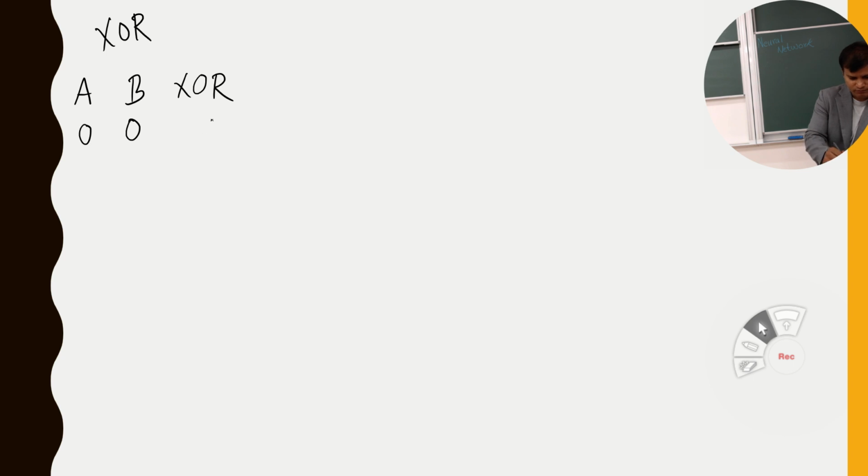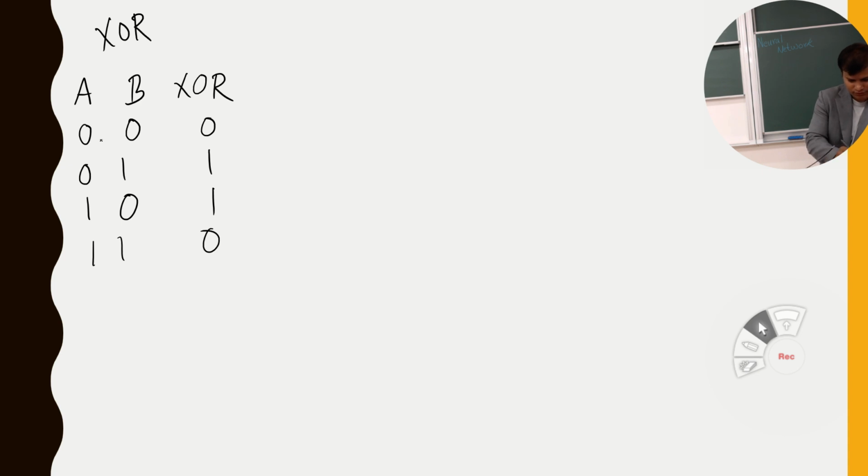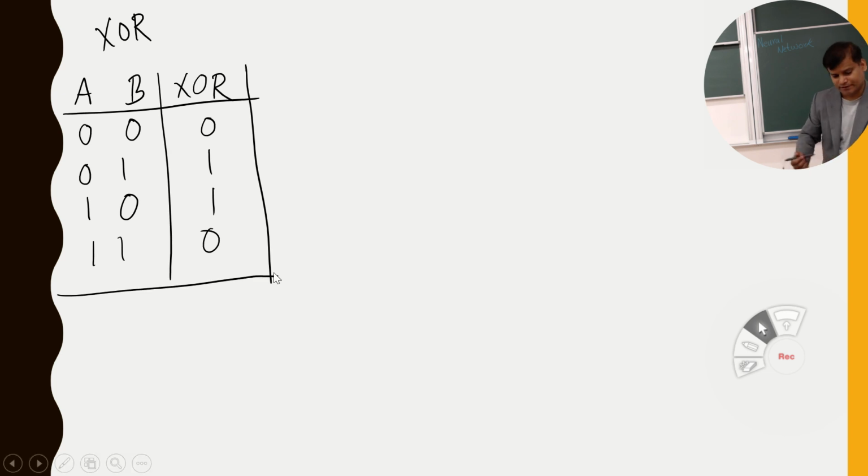Let's talk about one more gate. It's called the XOR gate. And we know that XOR, when your inputs A and B are given, what is your XOR output? XOR is exclusive OR, and you know when you have 0 and 0, the output is 0. When you have 0 and 1, the output is 1. And when you have 1 and 0, again the output is 1. When you have 1 comma 1, the output is 0.